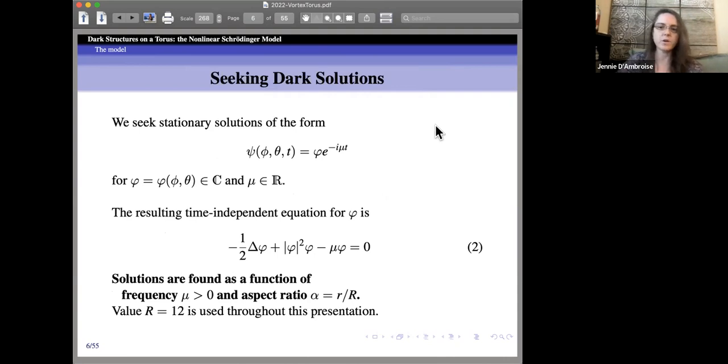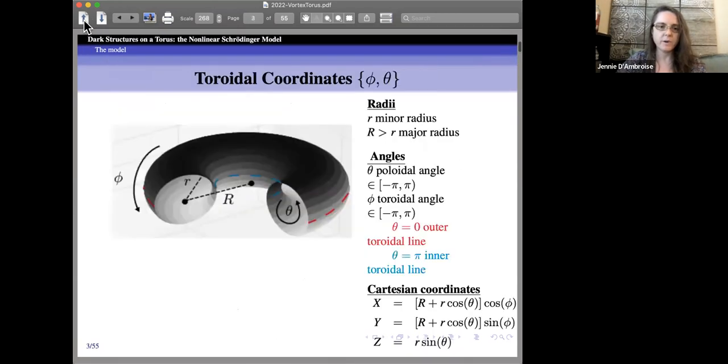So first we'll start with looking for dark solutions, and in particular we'll look for stationary solutions. So we'll just remove the time dependence by multiplying by e to the minus i mu t. So the mu here is the chemical potential or the frequency, and what we'll be doing is looking for solutions as a function of both the frequency, but also the ratio that I'll be calling alpha, which is the small radius of the torus divided by the big radius of the torus. So the small radius being the radius of the thickness of the donut, and the big radius is the wideness of the torus.